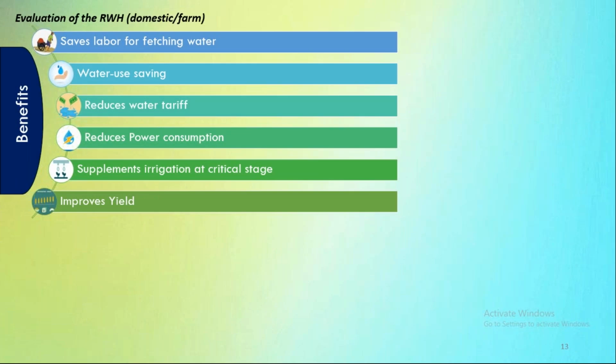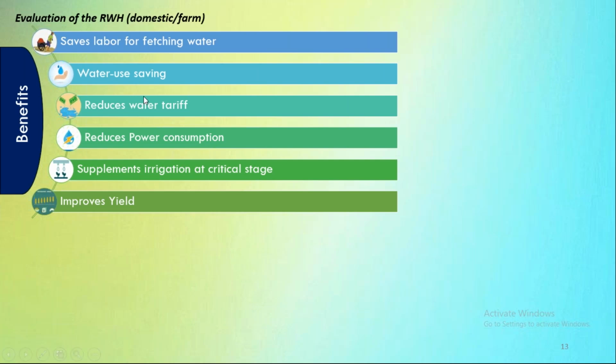So at the last of rainwater harvesting, what are the benefits? Otherwise, we will not go for any such structure if we are not getting any benefit. There are several benefits of rainwater harvesting structures. We are saving labor and money, because if we are not doing rainwater harvesting, we have to collect or fetch water from a far greater distance.